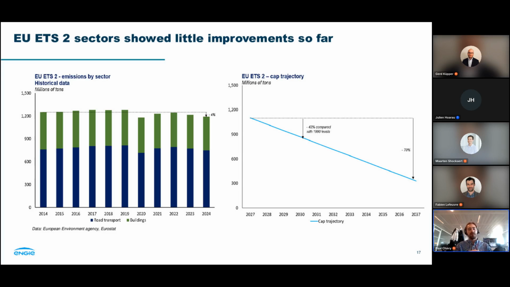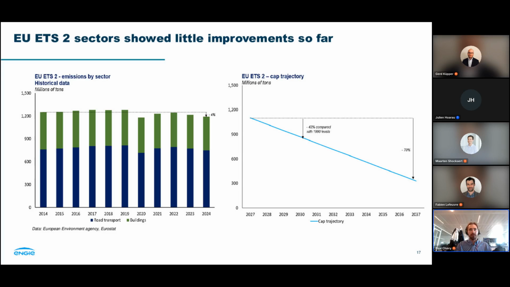The graph on the left shows that emissions from these sectors have remained relatively stable, with only a small decrease in the past decades, only minus 4% between 2014 and 2024. This highlights a key challenge: these sectors, unlike those under the ETS1, have really struggled to reduce their carbon footprint in a meaningful way. And this stagnation reinforces why the EU ETS2 is being introduced, to provide a stronger incentive to cut emissions.